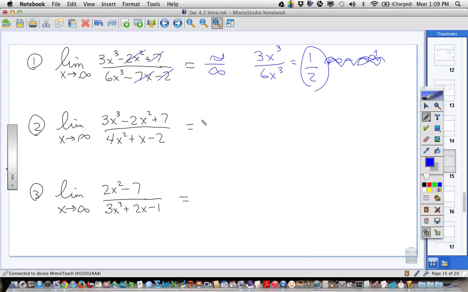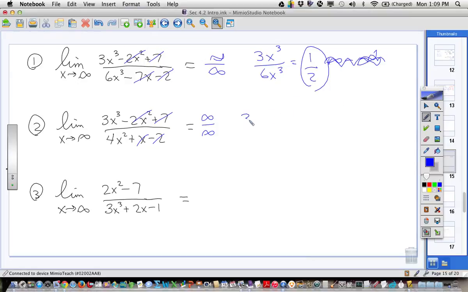Again, the top is getting big. The bottom is getting big. But what can you tell me about the top and the bottom as far as how big they're getting? The top's getting way bigger. If you look at the top, those two don't matter. If I look at the bottom, these two don't matter. We look at the top and bottom separately, by the way, when we're asking ourselves that question. The only thing that matters is the highest power on the top and the highest power on the bottom. But look at the top. It's x cubed. The bottom is x squared.